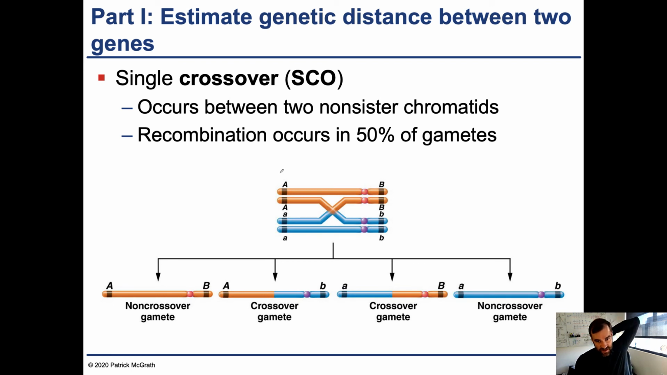So this is an example of a single crossover, and the recombinant gametes that are produced here, you just follow this right here. These occur between non-sister chromatids. So this and this are non-sister chromatids.